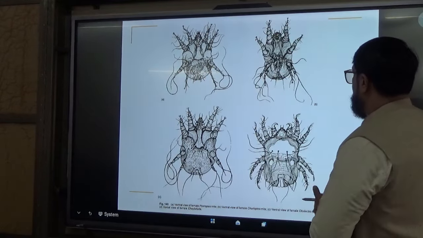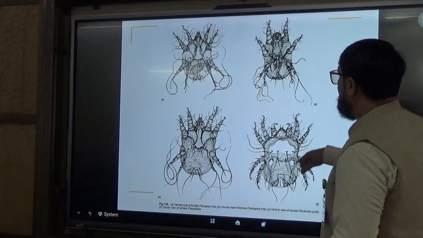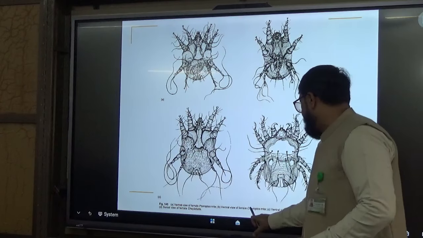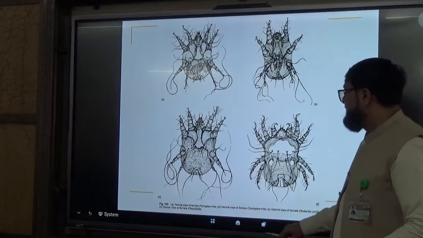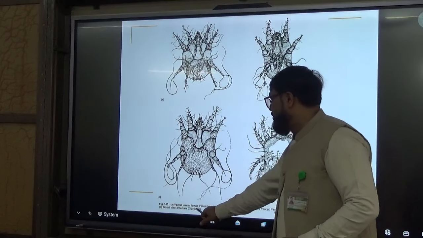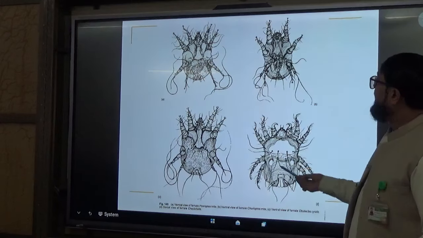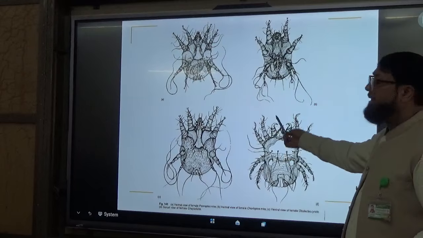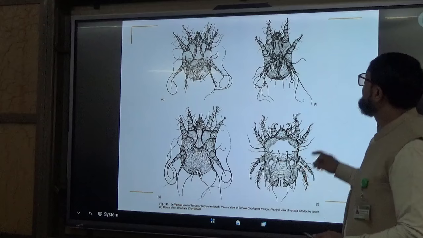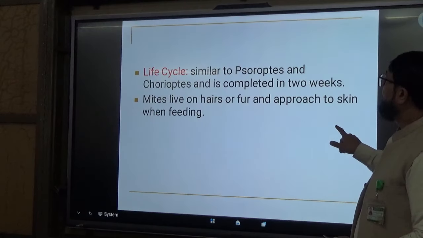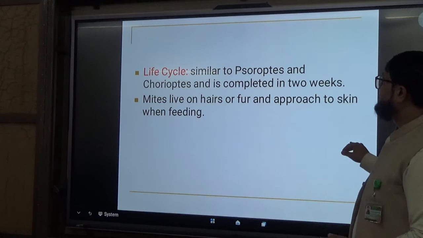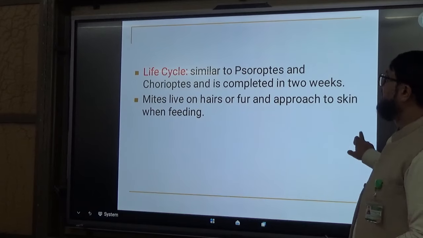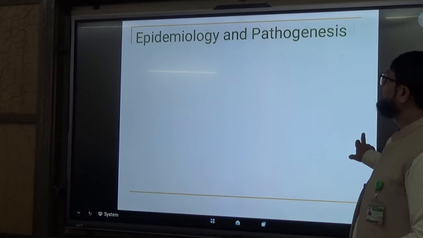This slide is for your reading, because we have already gone through it. The sucker is present in Sauroptes, Coreoptes, Otodectes, and different with Chilicia. You can compare them. Only this mite is showing such robust palps as compared to the others. The life cycle is similar. Mites live on hairs and fur and approach the skin when they require the feeding process.